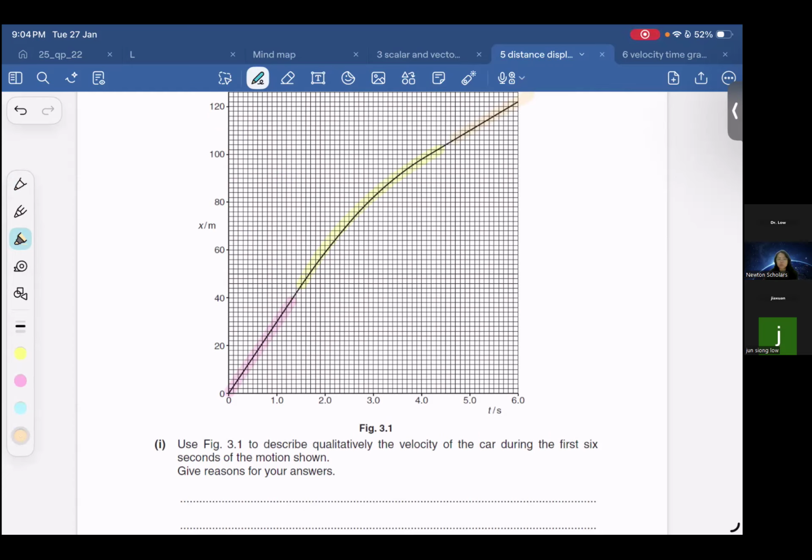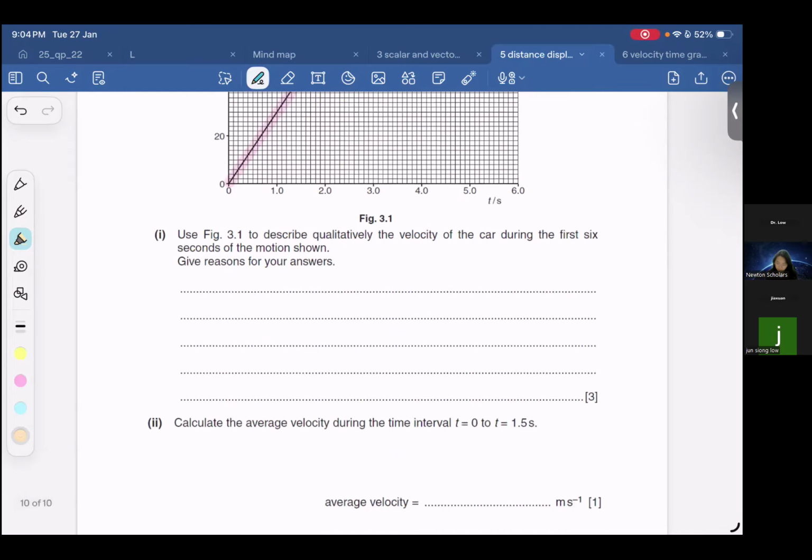So initial velocity is constant because gradient is constant. Then velocity decreases. Okay, the second section or middle section is the decreasing velocity because the gradient decreases. Okay, the last section is constant velocity again because gradient is constant. Okay, any questions? Should be okay. Two of you answered correctly.